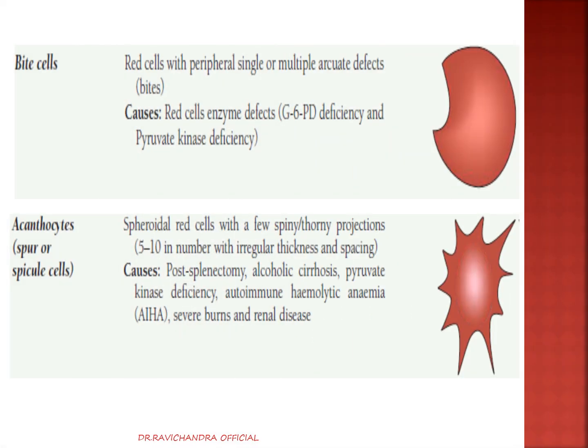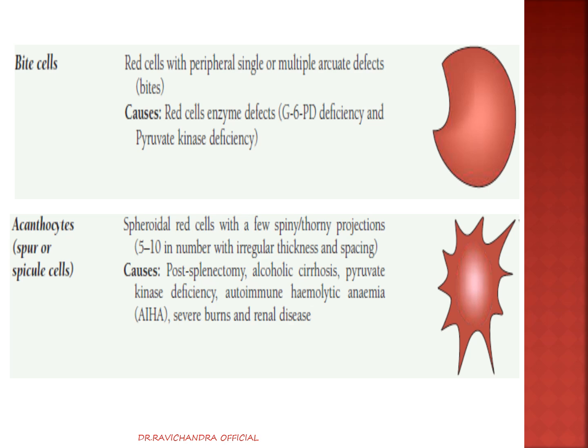Bite cells. Red cells with peripheral single or multiple arcuate defects or bites are called bite cells. These are seen in red cell enzyme defects like G6PD deficiency and pyruvate kinase deficiency. When you are hungry, you will eat, you will bite. So remember glucose, energy, bite, bite cells. G6PD deficiency, classically will show bite cells.